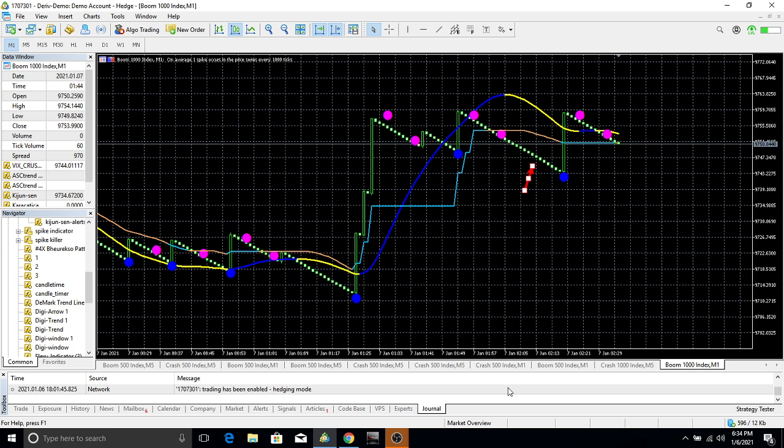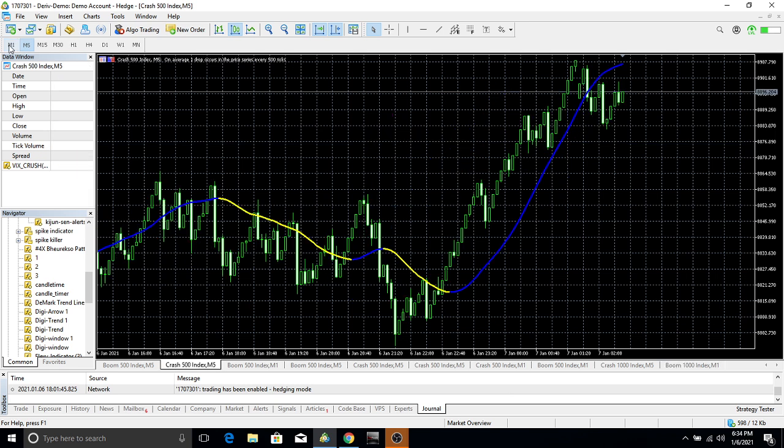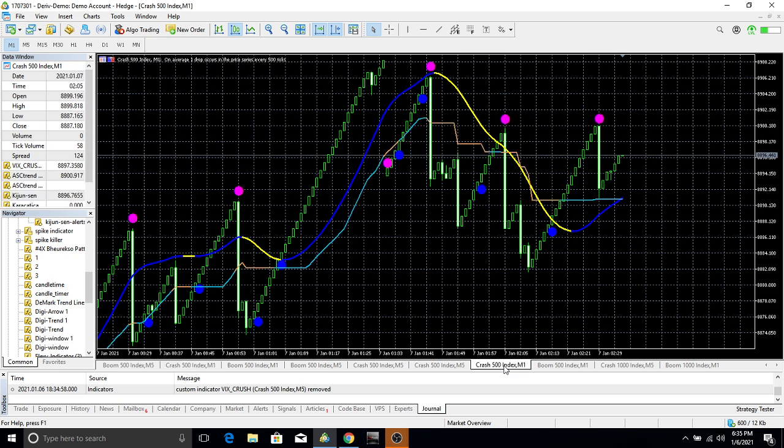Let us check crash to see if there is actually something good in it. You can see Crash 500 as well. It has changed color to blue. So awesome way, very awesome. Look at it. It has changed color to blue here, and we should have made our profits. Take our entry and take just 5 to 10 candles, and we exit the market.